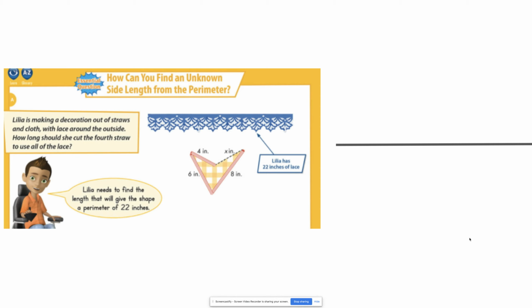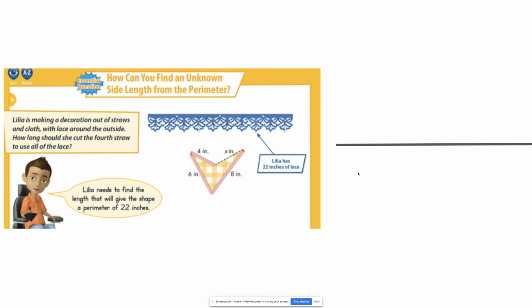Let's try another question. Lila is making a decoration out of straws and cloth with lace around the outside. How long should she cut the 4th straw to use all of the lace? If you look at this shape here, it has 1, 2, 3, 4 sides. And we have the total perimeter is 22 inches here in this little speech bubble. It says Lila needs to find the length that will give the shape a perimeter of 22 inches.